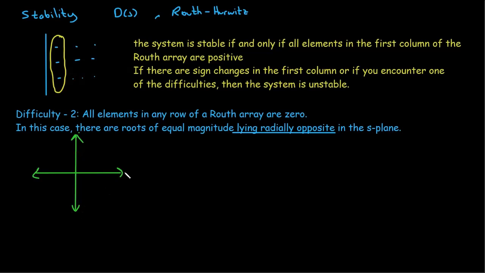Another combination can be that you might have complex conjugate poles and poles radially opposite there. Now we have 4 poles lying radially opposite in the S-plane, and the system is still unstable because of 2 poles over there. So regardless of how these poles lie in the S-plane, if we encounter difficulty number 2, or any of the difficulties actually, we conclude that the system is unstable. I will show you one example and continue.